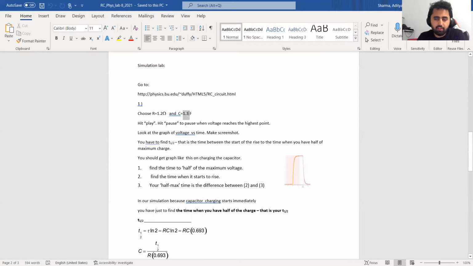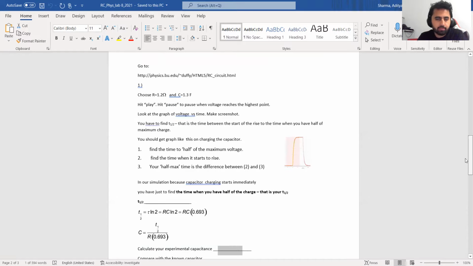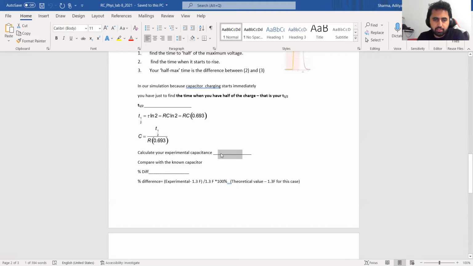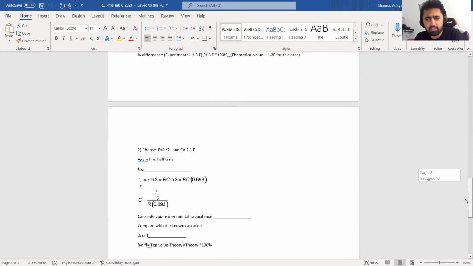So capacitance here was 1.3 farad. Then it's not really experimental, but it comes from the simulation. So that's what you will write here. C is equal to T half, which you get from the simulation, divided by R, that you are choosing, which in this case is 1.2 ohms, times natural log of 2. Use this equation, and you'll get some experimental capacitance. You compare it to the known capacitance, and then you find the percentage difference. Again, experimental minus theoretical over theoretical, times 100. That is what we use. And again, pretty simple. You can do this in a minute.